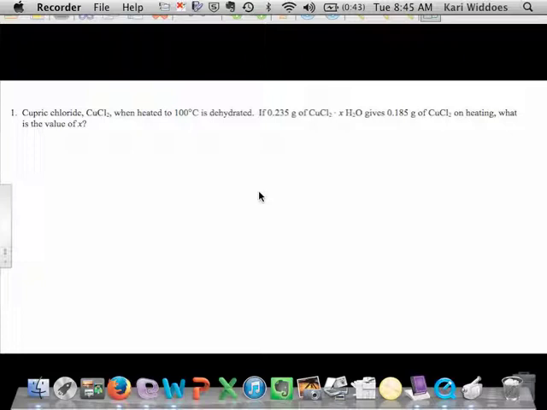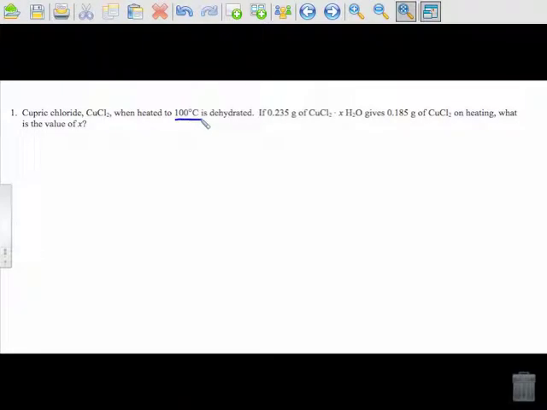Problems with the lab for that is you don't heat it enough, you don't evaporate all the water, you spill it, there's kind of some issues that can happen. So this says copper chloride when heated is dehydrated. Why do they give you this 100 degrees Celsius here? Because that's when water boils, so they're kind of making you think, okay, water.